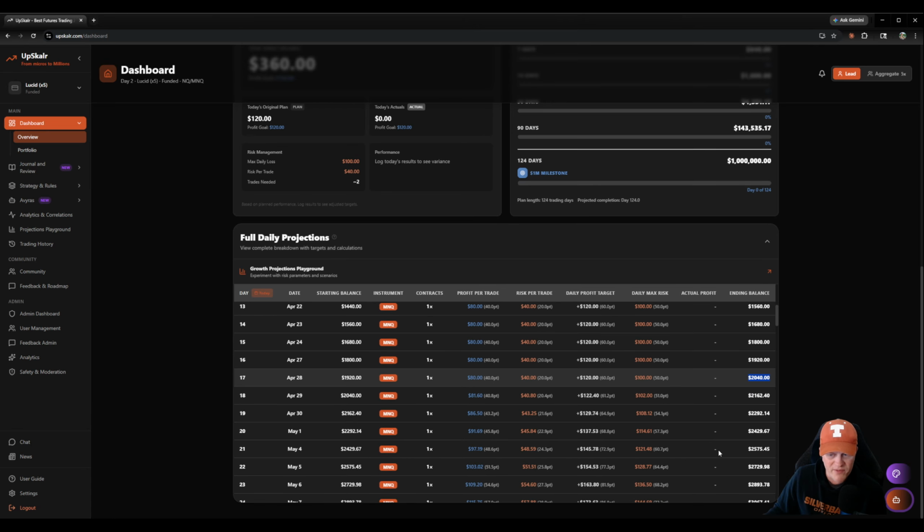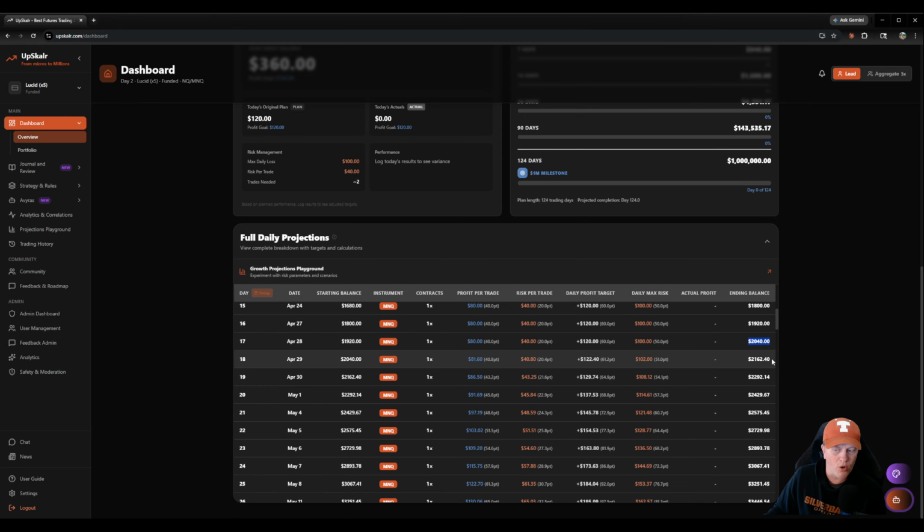Now, once you're above that drawdown, something changes. Now your percentages are applying to your total balance rather than just the $2,000 drawdown value. And the reason for this is because you want to be safe beyond drawdown before you start to actually scale up in contracts.